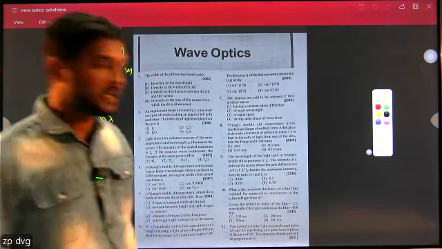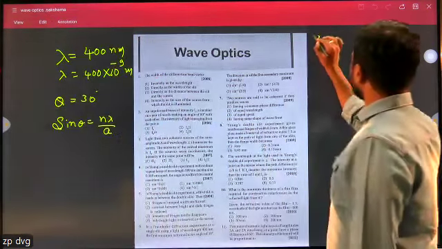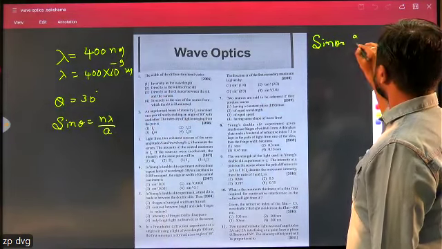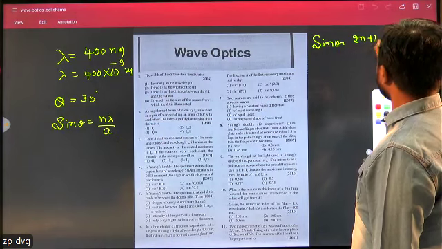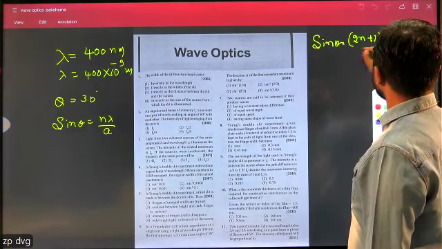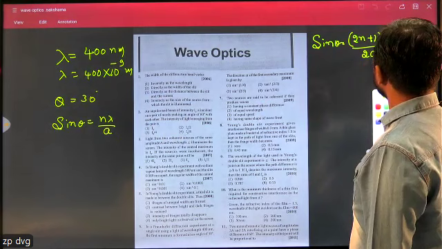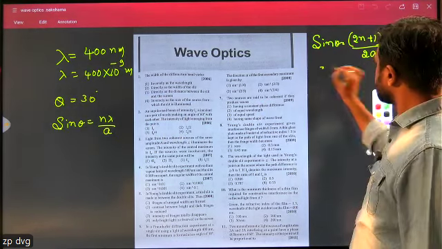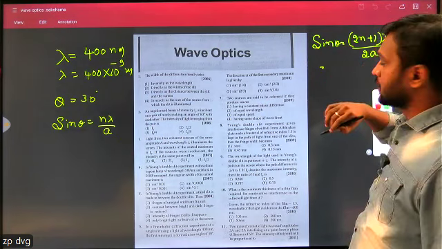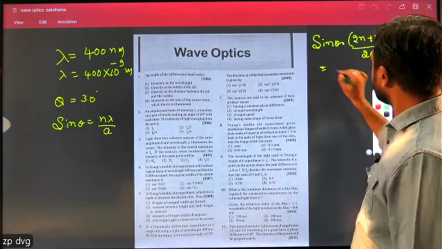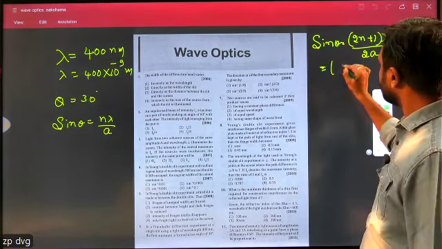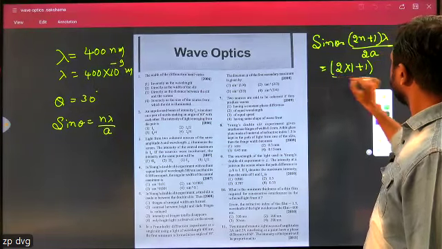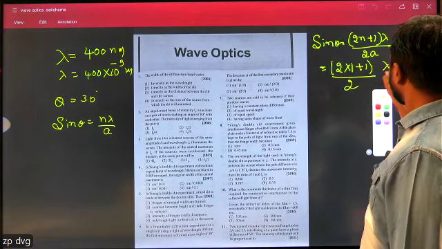What is the formula of secondary maximum? Sin theta equals 2n plus 1 lambda by 2a. That is, lambda is given. For the first maximum, n equals 1, 2 into 1 plus 1 divided by 2 lambda by a.